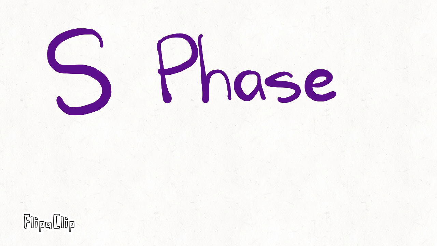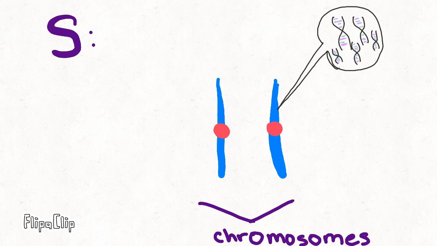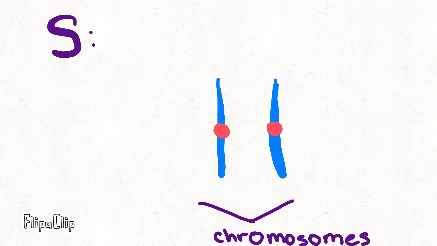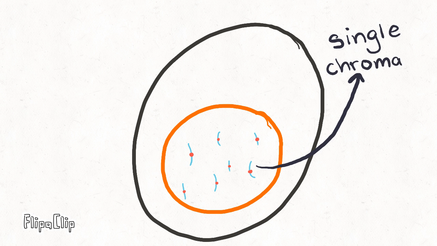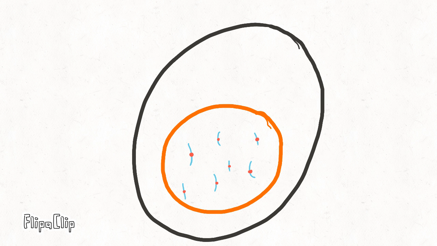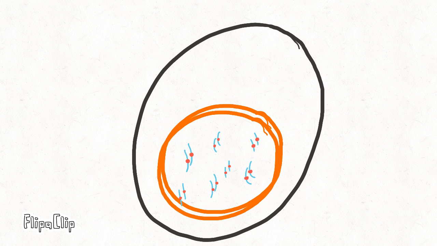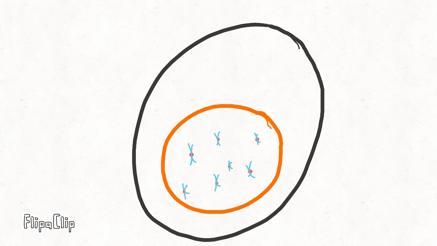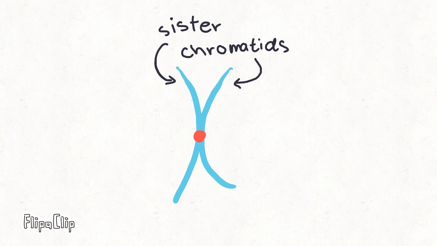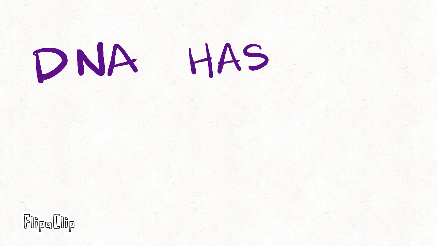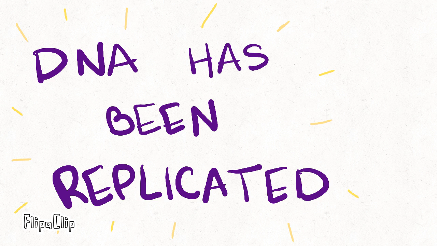S phase is when DNA synthesis occurs. Chromosomes are thread-like structures made up of DNA that carry a cell's genetic information. The center of a chromosome is called the centromere. When a cell arrives in S phase, there is a single chromatid attached to the centromere. After it undergoes synthesis, an identical copy of the chromatid is created. This is known as a sister chromatid. At the end of S phase, all of the cell's DNA has been replicated.